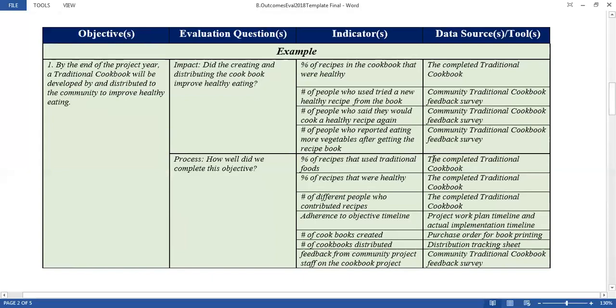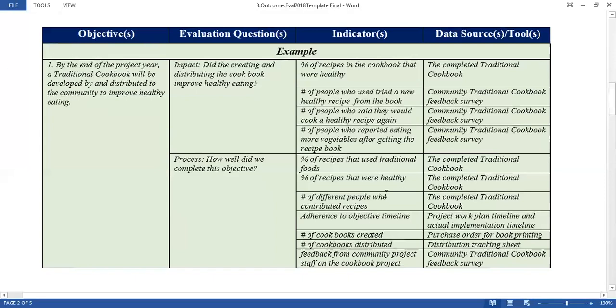Again, we'll use the cookbook to get the answers to a lot of these. Maybe you have people's names written in there. You use your work plan to figure out how well you stuck to your timeline. You'll use the number of cookbooks created. You can use the purchase order for book printing, the number of cookbooks distributed. You create a distribution tracking sheet so you know how many went out and to who. And then feedback from the community and the project staff on the cookbook. You could include that as a question on your Community Traditional Cookbook Feedback Survey, which you would also use to answer this other question.